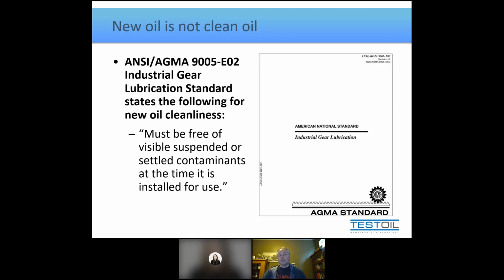In fact, if you saw visible particulate, there's a better than not chance that that particulate wouldn't even cause any damage, wouldn't get between the machine parts, would settle out, and wouldn't be an issue. So with a standard like this, you start to understand why we can make a statement like new oil is not clean oil. But on the other hand, it's only one. So let me show you a second one just to back me up a little bit more.